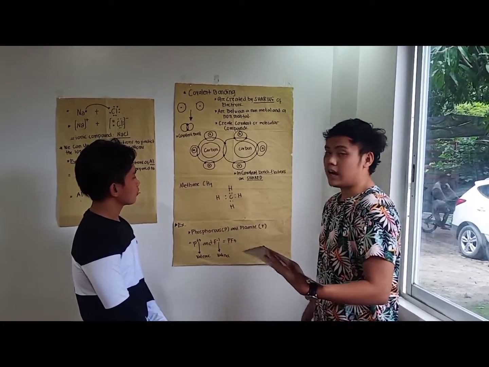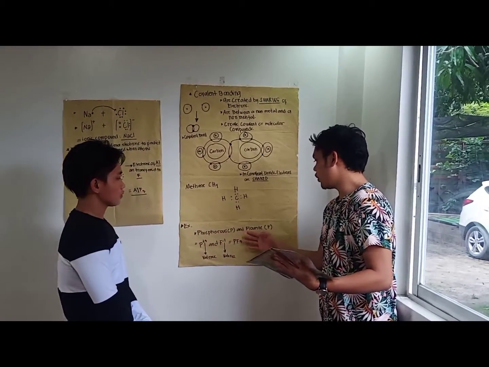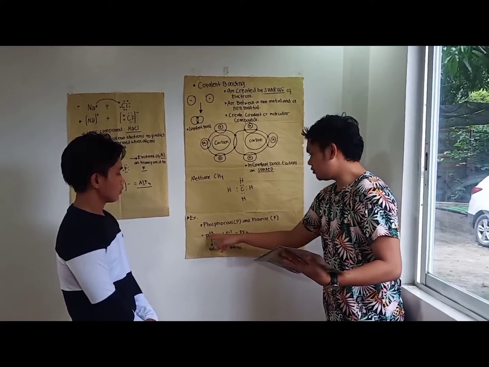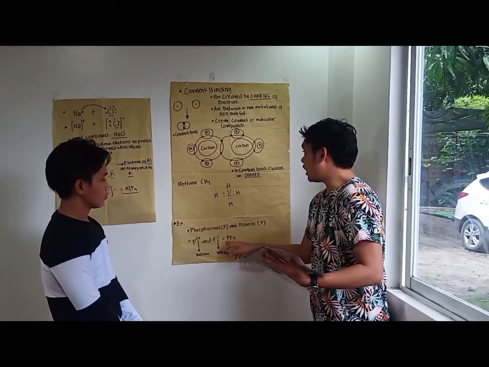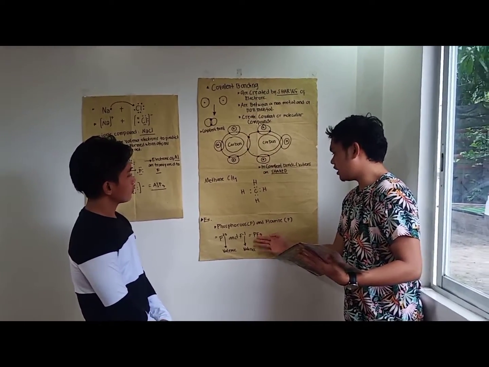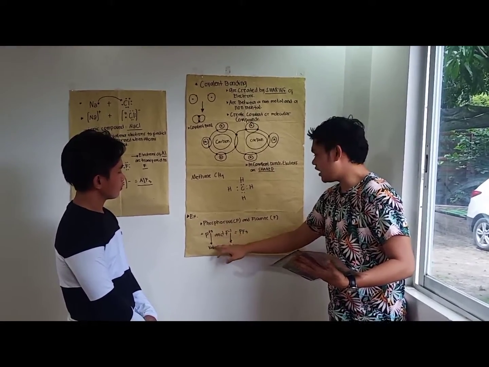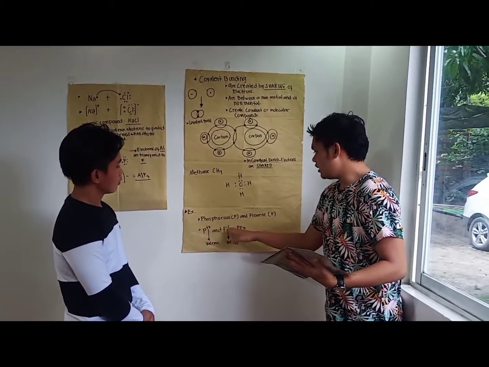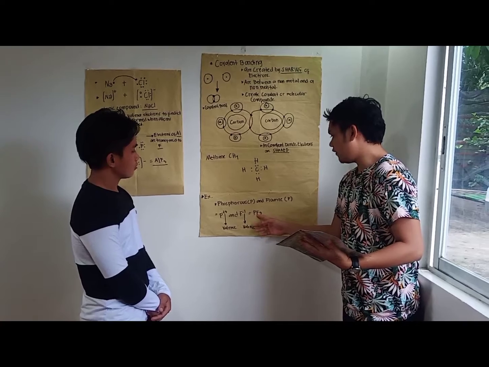Another example is phosphorus and fluorine: P plus 3 and F minus 1. The covalent compound is PF3. We identify the valence shells of every element, and when you add them and solve it, it becomes PF3.